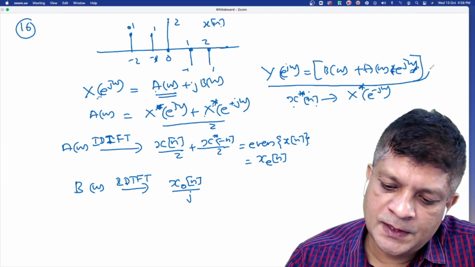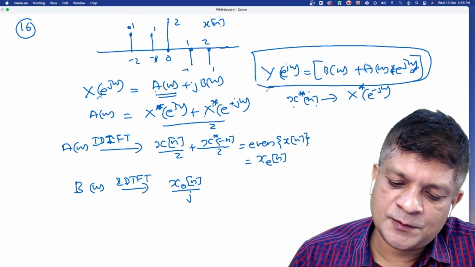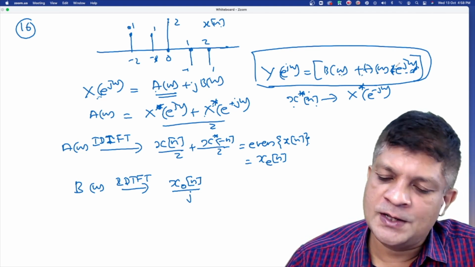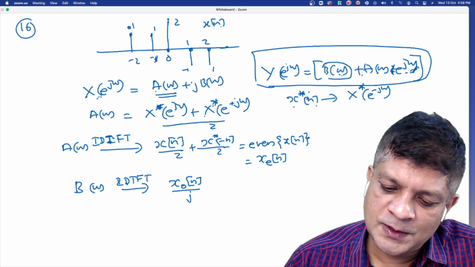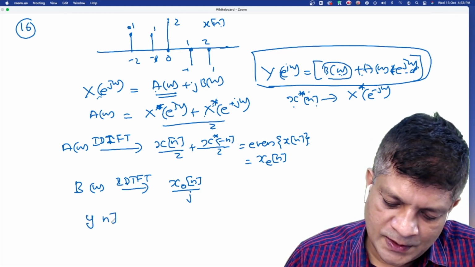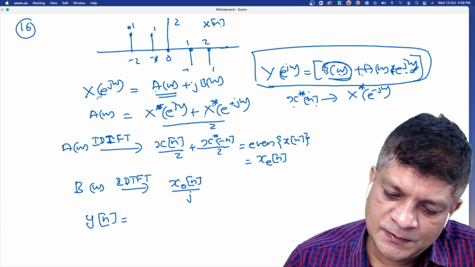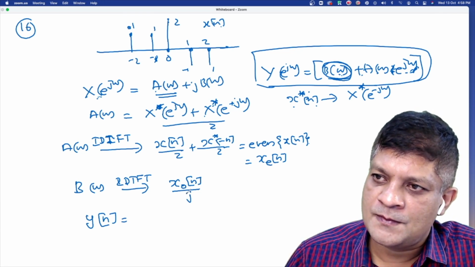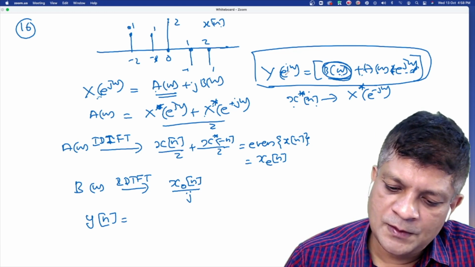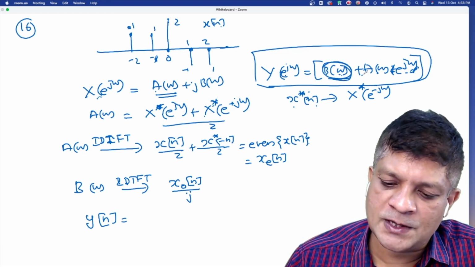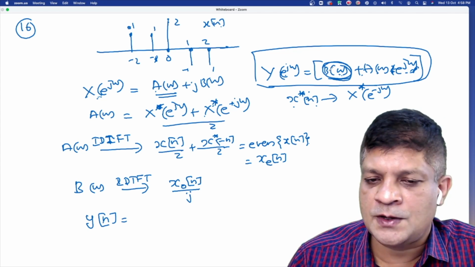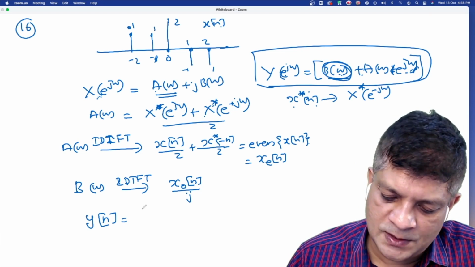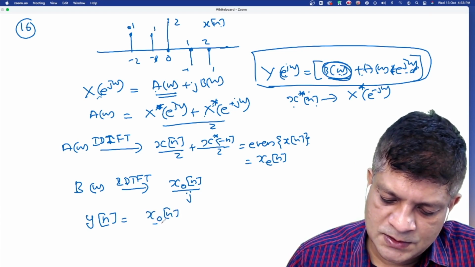Now the question is to find the inverse Fourier transform of this: Y(e^{jω}) is given as B(ω) plus A(ω) e^{jω}. So we can write y[n] as the inverse transform of each part. We already got the inverse Fourier transform of B(ω), so it is xo[n]/j.